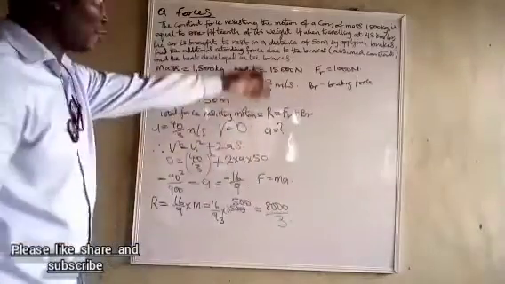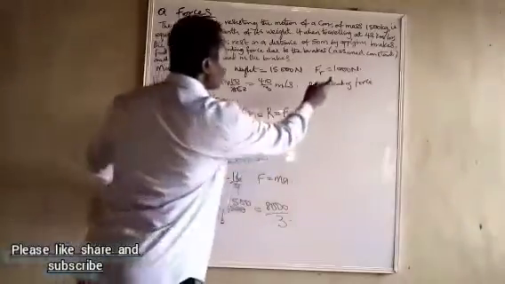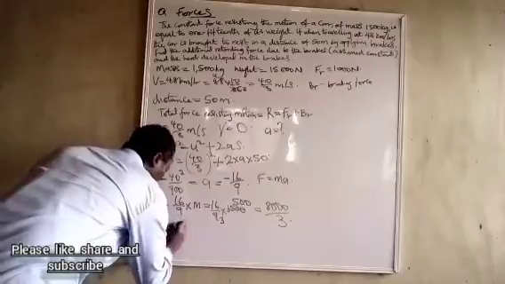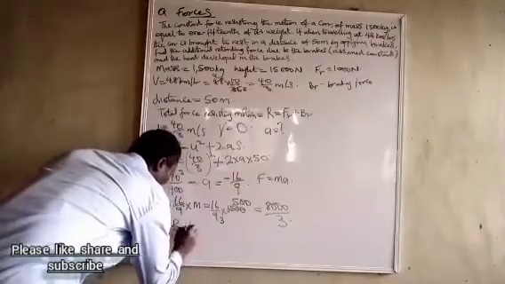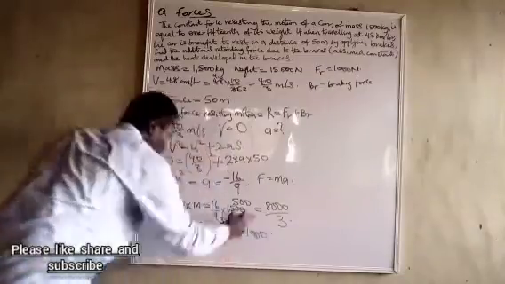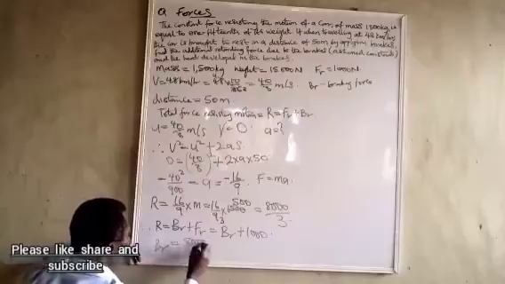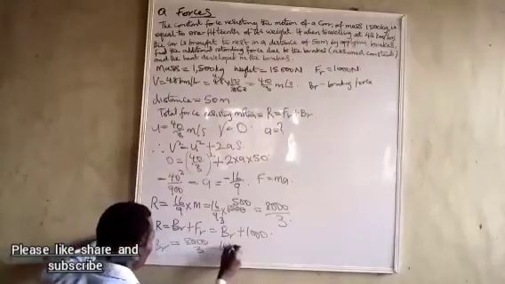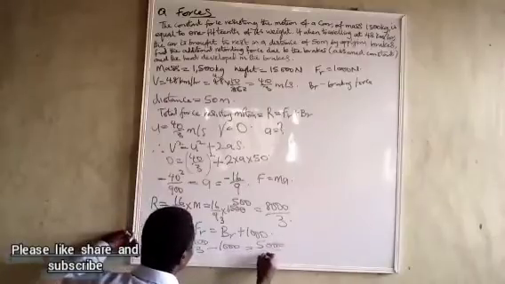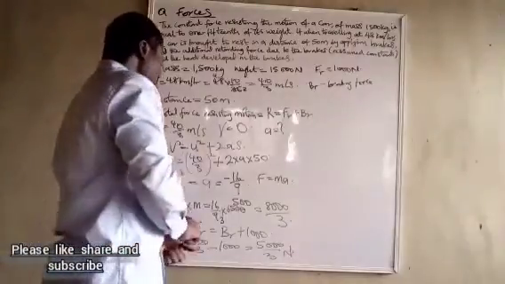Now, for us to find our braking force, we know that this R is equal to this one. And we know our FR here is 1,000. Therefore, R is equal to BR plus FR, which is BR plus 1,000. So BR, the braking force, is equal to 8,000 over 3 minus 1,000, which is equal to 5,000 over 3 Newton. So it is equal to 5,000 over 3 Newton.